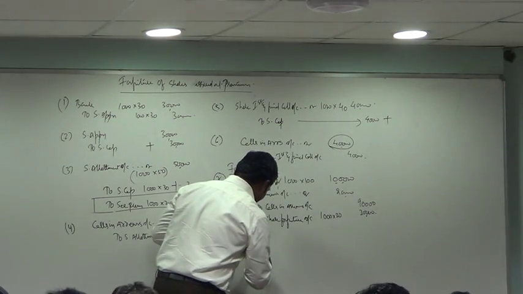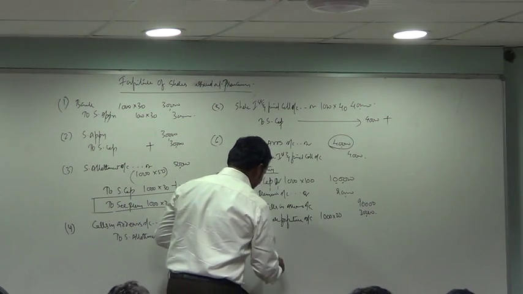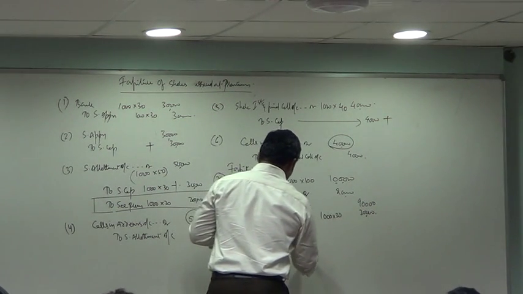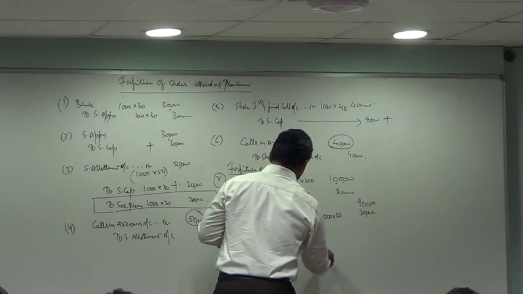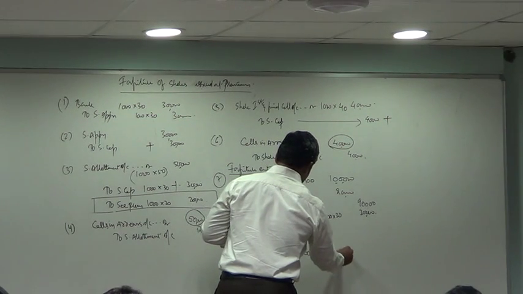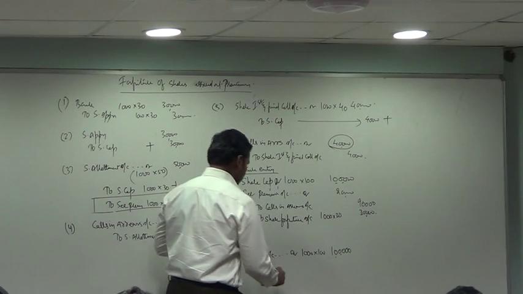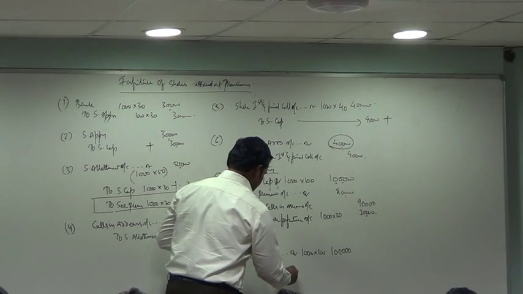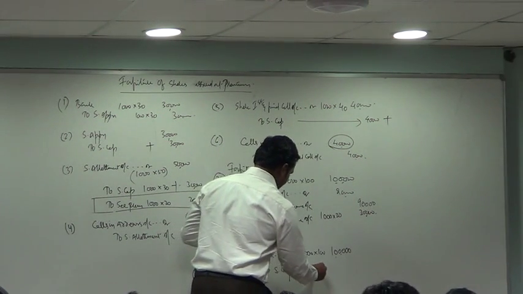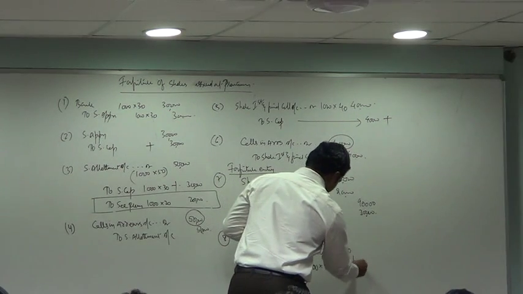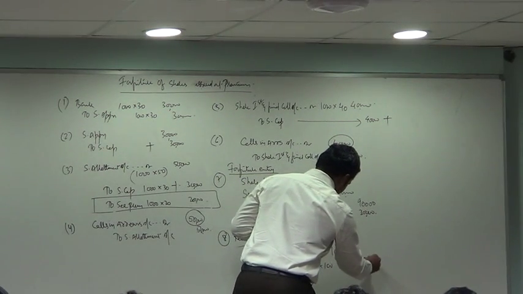What is the entry? Bank account debit, how much? 1000 into 100, 1 lakh. To share capital, 1000 into 100, 1 lakh.